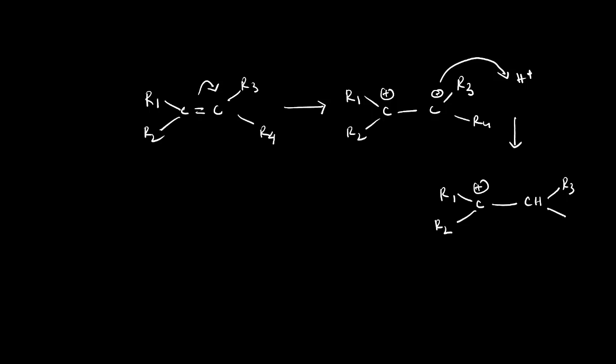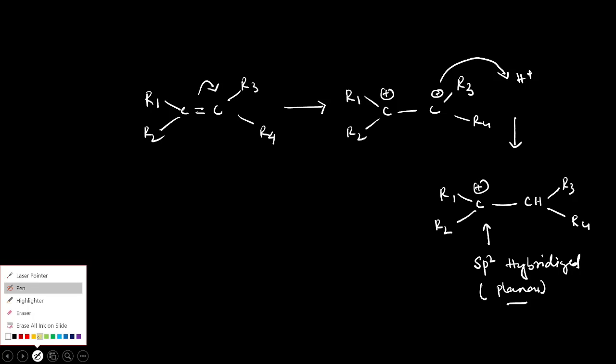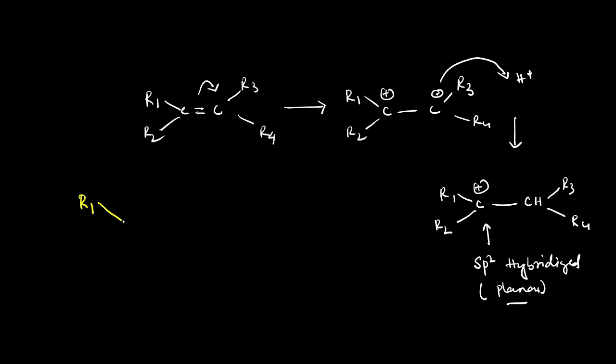CH, R3, R4, okay. The thing is that this carbon is sp2 hybridized, so it is a planar structure. So if we wish, we can draw the structure like this: R1, R2, CH, R3, R4, and we have a p orbital. P orbital here, unhybridized pure p orbital.